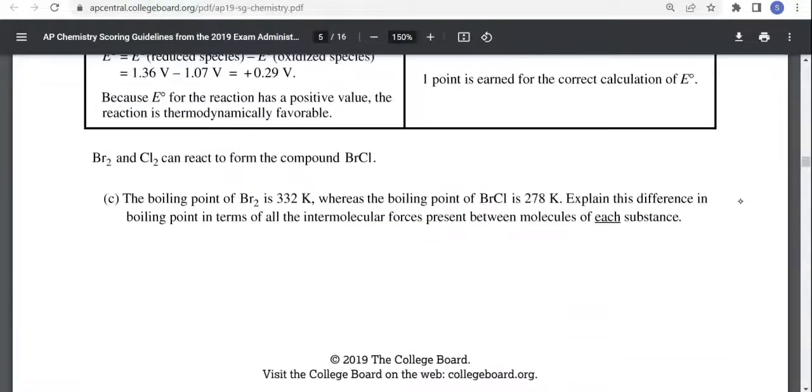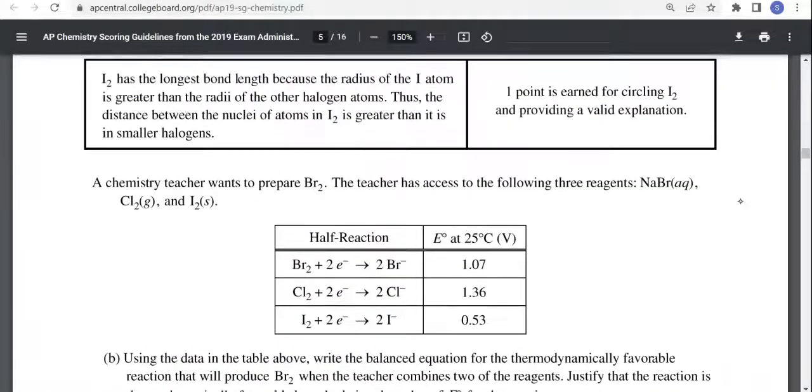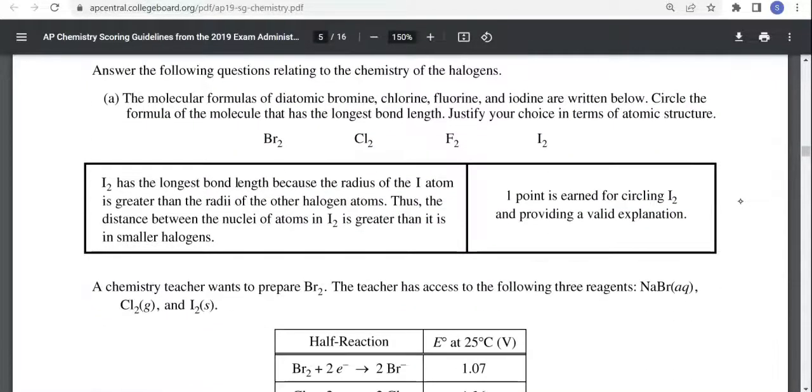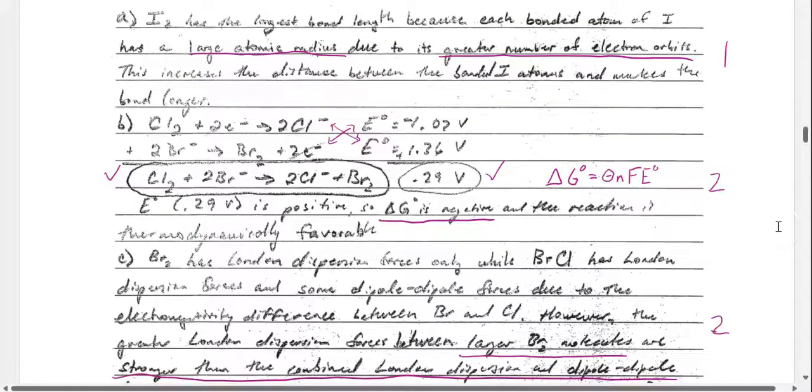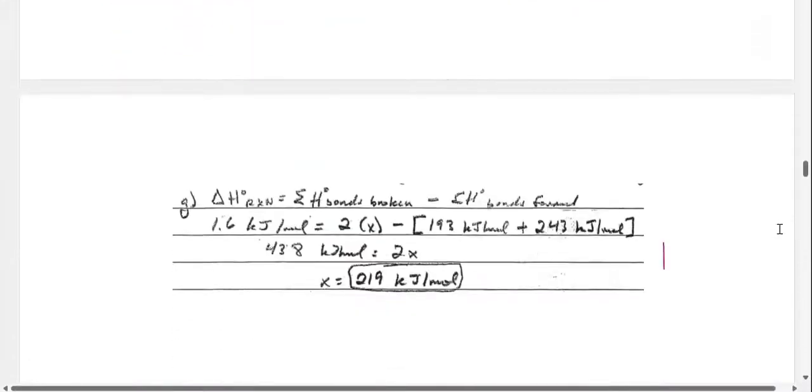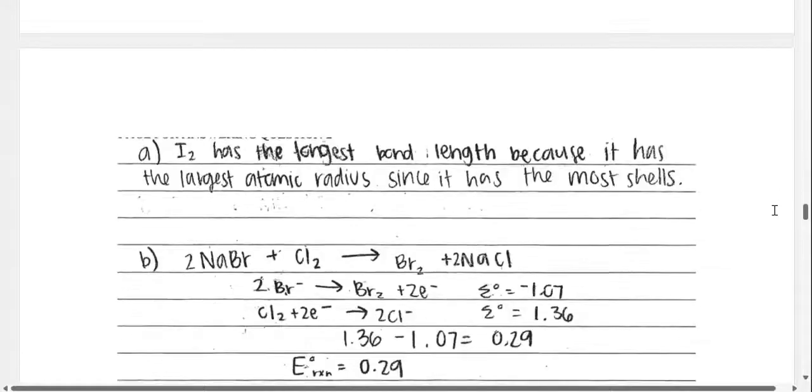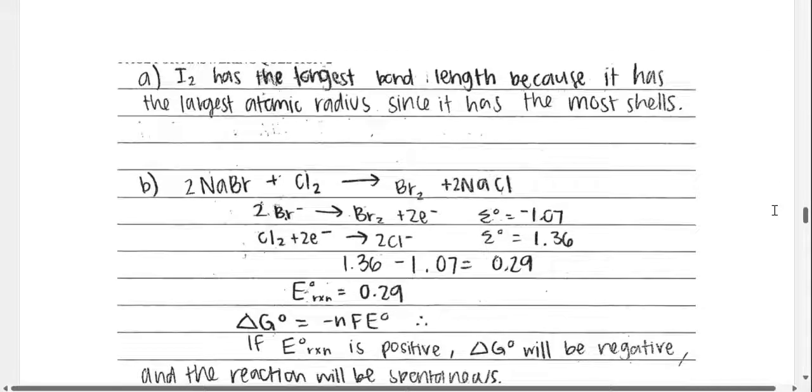Again, while it's good to see what's required for full credit, I think often it's more instructive to see responses that don't receive full credit and why. Okay. So the next student, for part A, says I2 has the longest bond length since it has the largest atomic radius, since it has the most shells, as in energy levels.